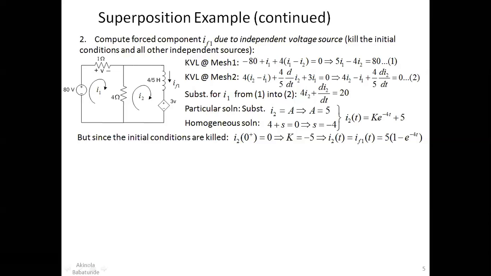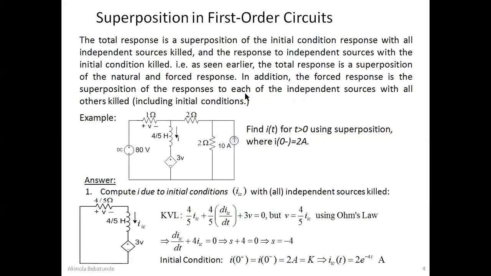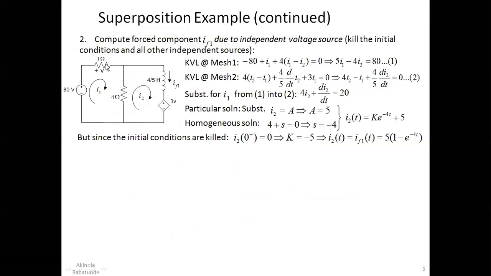So in order to do that, what you find out here is if you kill the initial condition and at the same time kill the other sources, the current source is no longer appearing here. Why? Because we killed it. We want to find the forced response due to just this voltage alone. So we just kill this one. Once you kill this one, this is what the circuit is going to look like.